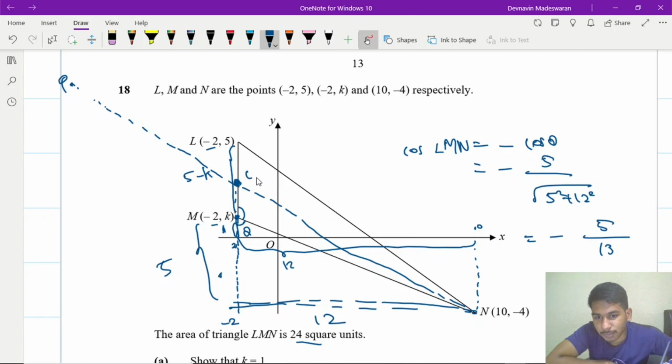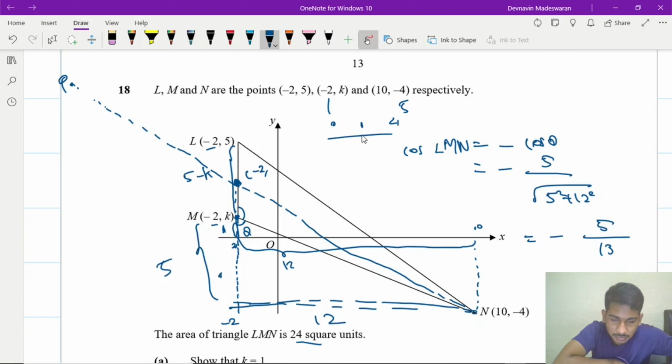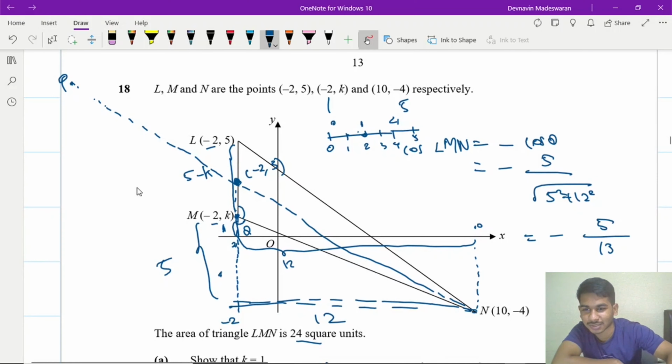We know this point is going to be negative 2 and something. If you have 1 and 5, what is the middle? If you have 0 and 4, the middle is 2. So if you have 1 and 5, the middle is 3. That's the midpoint. Of course, it's 5 plus 1 divided by 2.